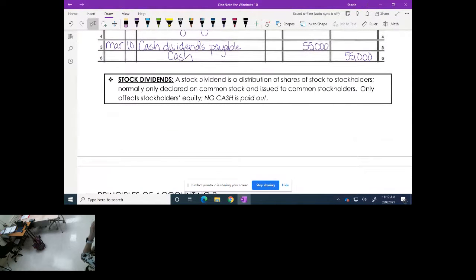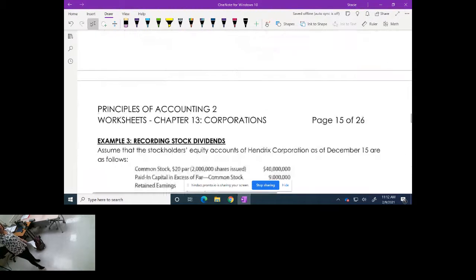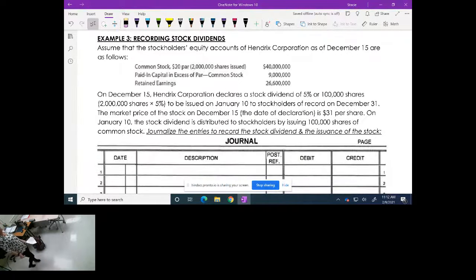Okay, stock dividends. The stock dividend is a distribution of shares of stock to stockholders. It's normally only going to be declared on common stock issued to common shareholders. So you won't really see preferred shareholders getting stock shares. Not as common anyway. There's no cash being paid out, so the only area of the books, or the balance sheet, that will be affected is the equity section. However, your total equity will stay the same. We're just shifting things around a bit.